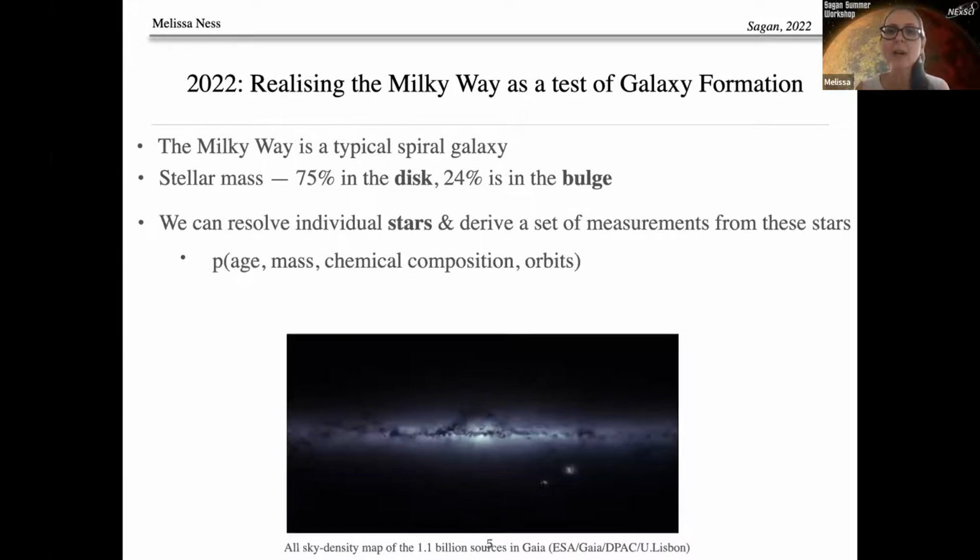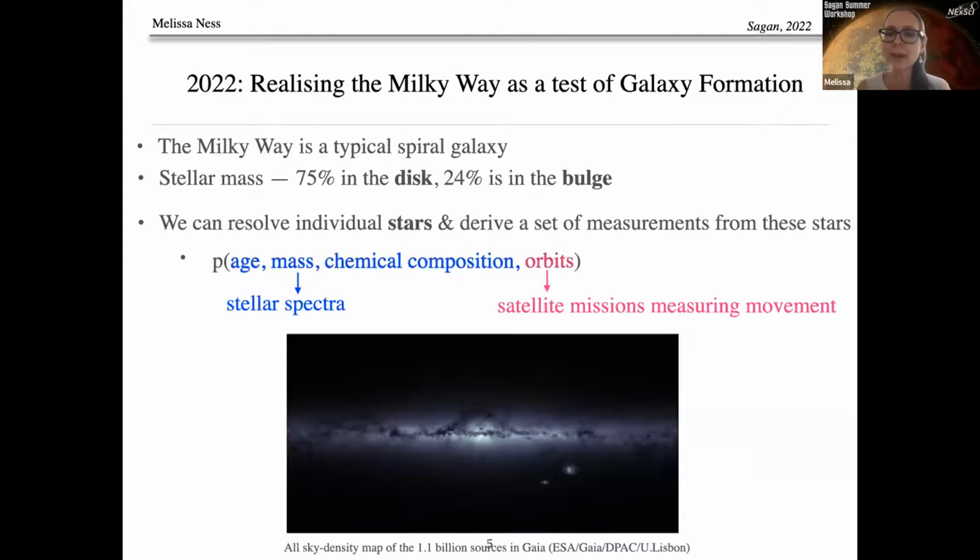And we're in the era of deriving a really large number of measurements from these stars, as Ola just presented. We're building up a distribution function of measurements for a large number of stars over a large spatial extent of the galaxy. So we're in a very different era to a decade ago. This inventory of information includes things like age, mass, and chemical composition, and I'll talk about deriving these from stellar spectra.